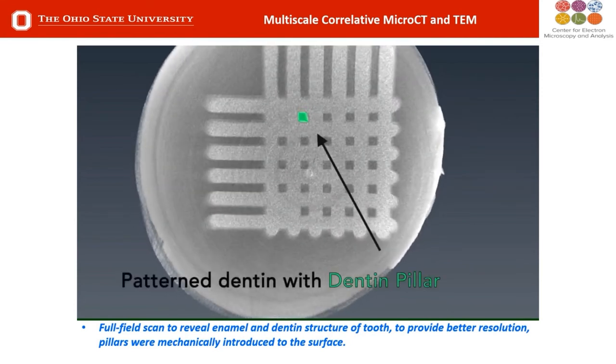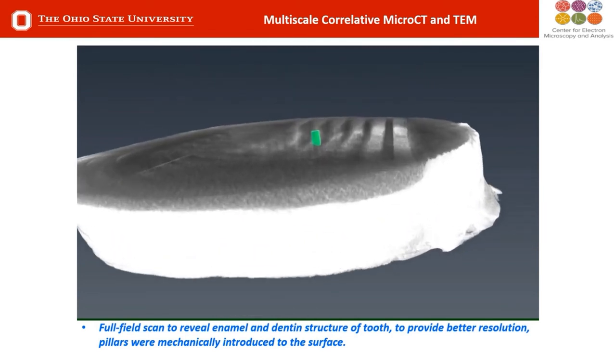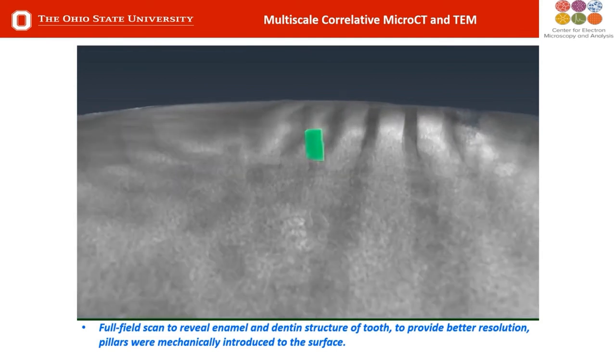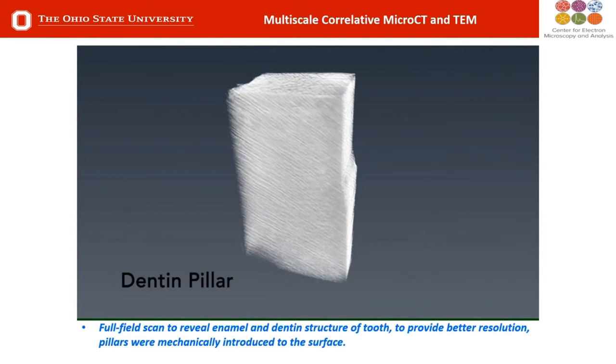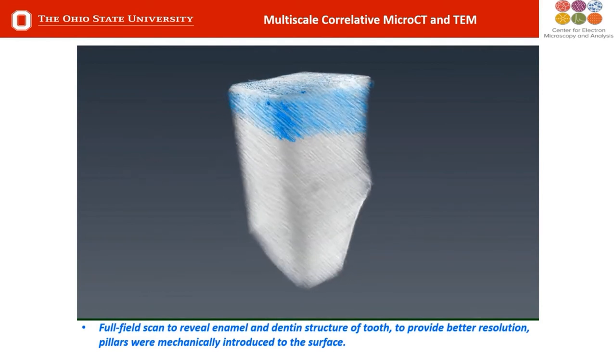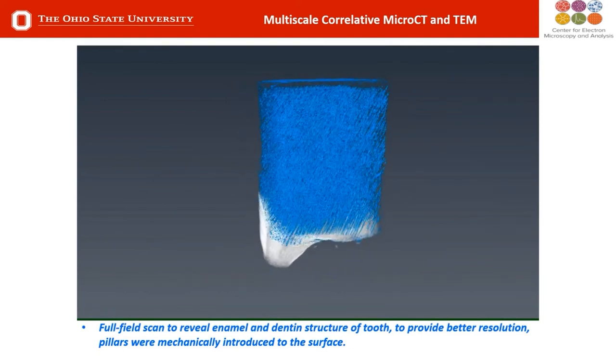And again, this is a full field scan. This isn't the highest resolution. But after identifying that region, you can see we're using a tooth that's about 8.5 millimeters in diameter. We pattern in these pillars, and each pillar has an edge that's 250 microns by 250 microns. And so what you're seeing is X-ray CT data where we can go in and visualize.